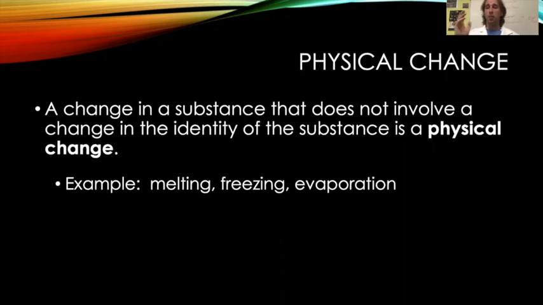A physical property is just describing its outward appearance. So for example, if I had a beaker full of water, I could say, well, that's in its liquid state. That's just a physical description of the current state of that water. That would be a physical property.